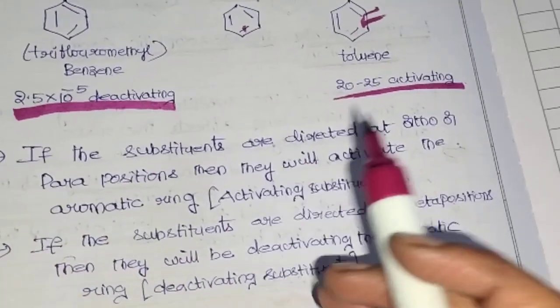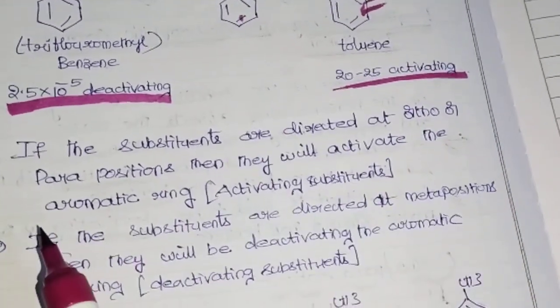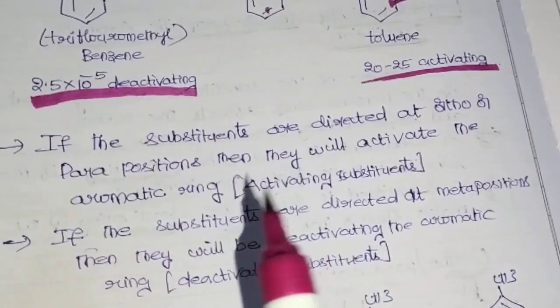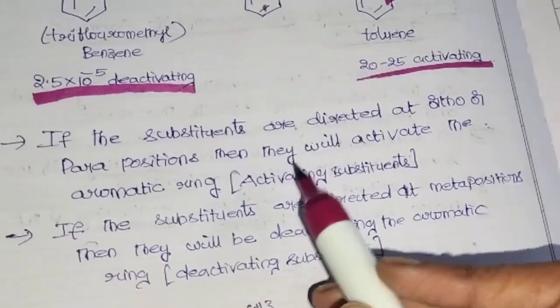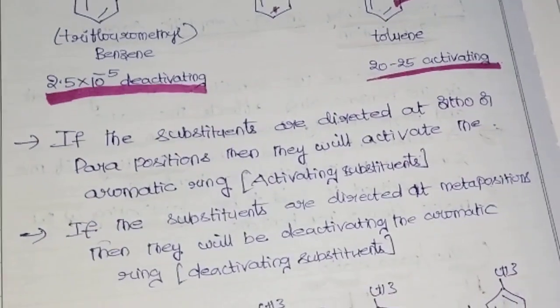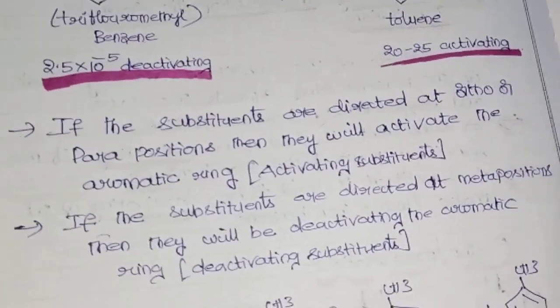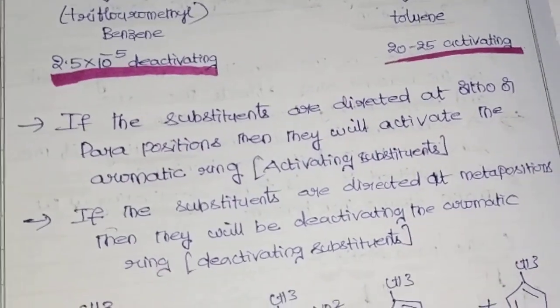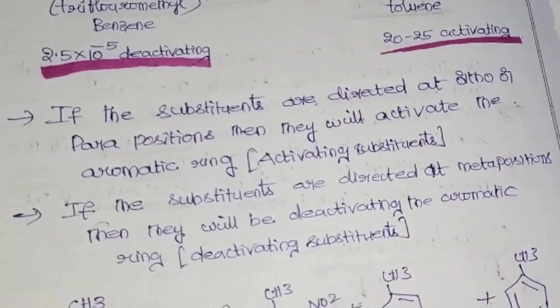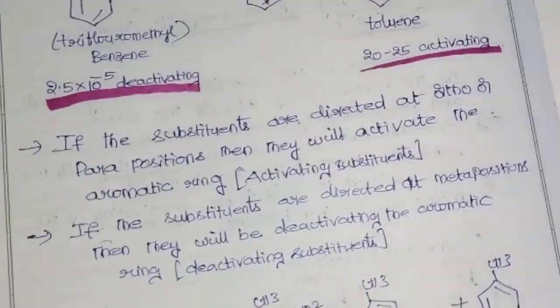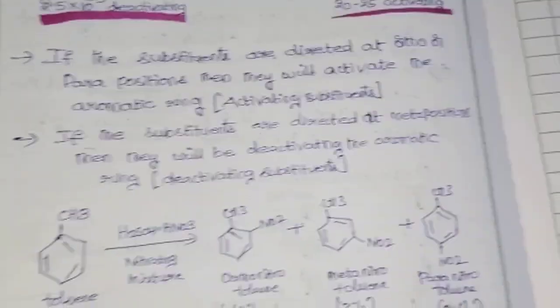One more time I will tell. If the substituents are directed at the ortho or para positions, then they will be activating the aromatic ring, so they are activating substituents. If the substituents are directed at the meta position, then they will deactivate the aromatic compound, so they are deactivating substituents. Following this, I am telling the example.